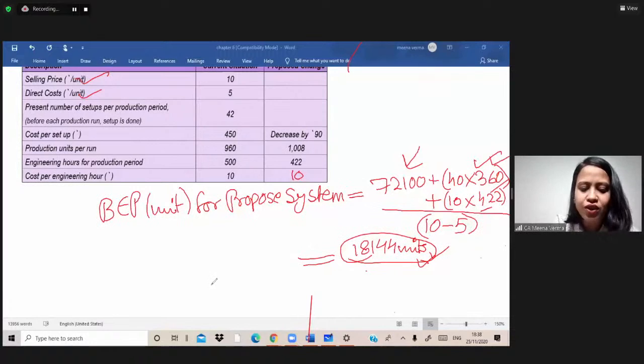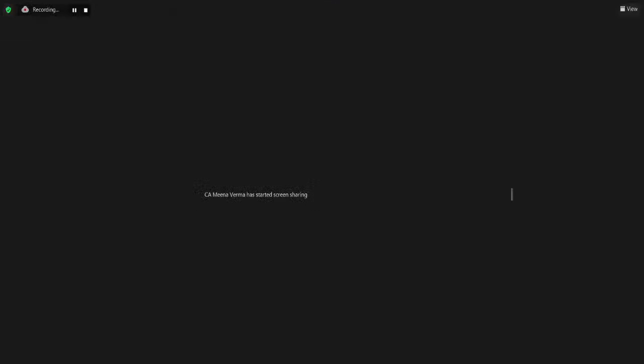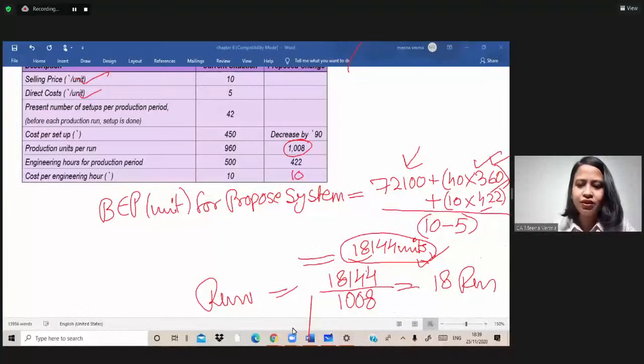Now we are trying to find out the production run for the proposed system. He is saying that he is not able to calculate. Can you explain the problem you have? You're not able to calculate it.